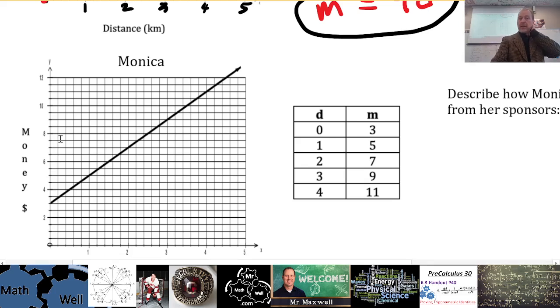So let's break this one down. So yes, we've got the line starting at a number that's different than 0, 0. Okay, so 0, 3. Well, that's interesting. What do you think that might mean?